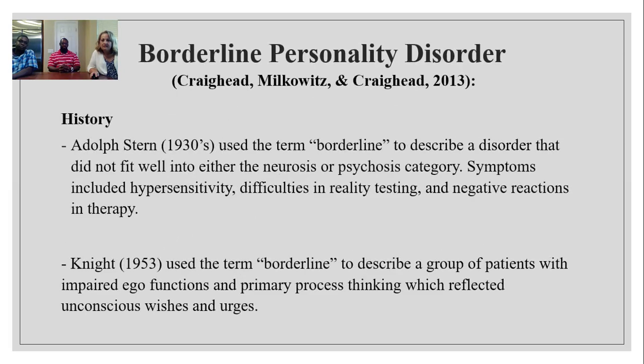In the 1930s, Adolf Stern used the term borderline to describe a disorder that did not fit well into either the neurosis or psychosis category. Symptoms included hypersensitivity, difficulties in reality testing, and negative reactions in therapy. Knight, in 1953, used the term borderline to describe a group of patients with impaired ego functions and primary process thinking, which reflected unconscious wishes and urges.